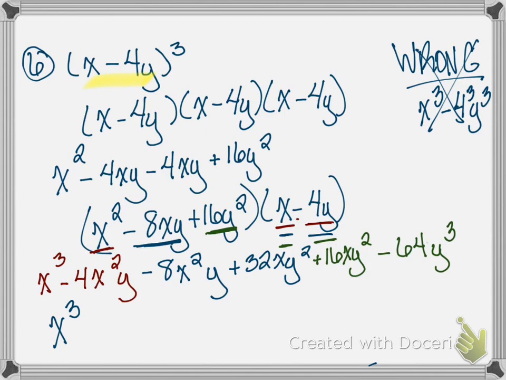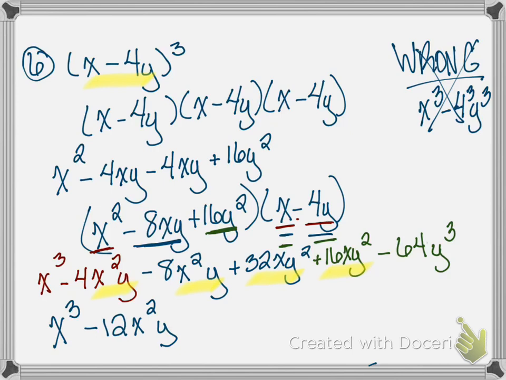Here I have x raised to the second power and y raised to the first power. So I can combine these two right here because their x is raised to the same power and y is raised to the same power. So here I'm going to have negative 12x squared y.